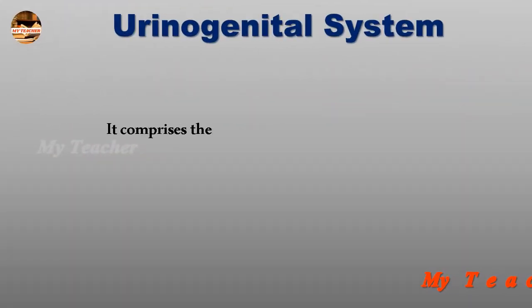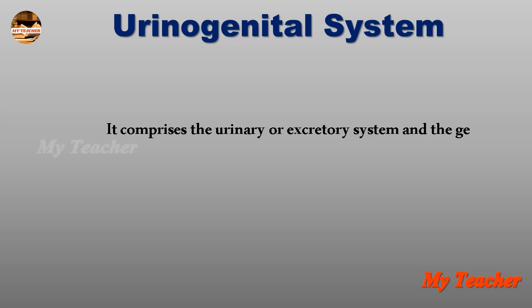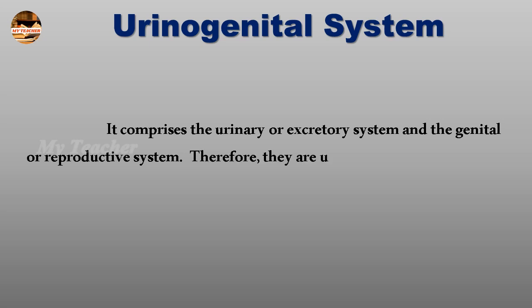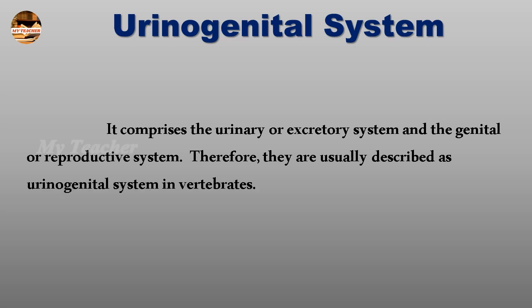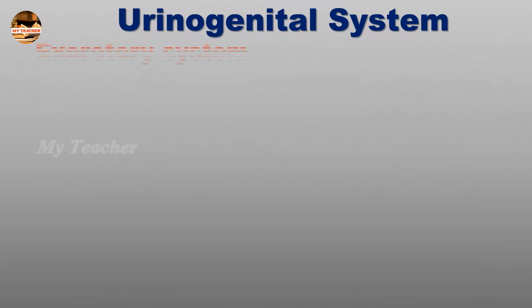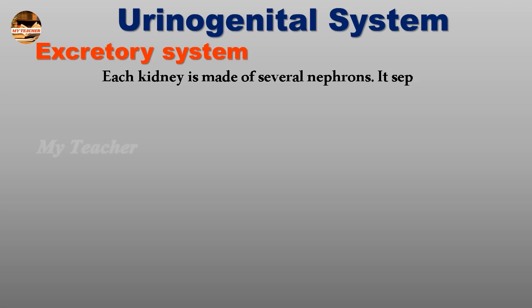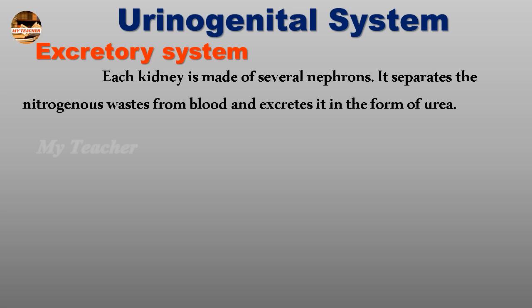Urinogenital system. It comprises the urinary or excretory system and the genital or reproductive system. So, they are usually described as urinogenital system. Excretory system. You know the main organ of excretory system? It is the kidney. Each kidney is made up of several nephrons. It separates the nitrogenous waste from blood and excretes it in the form of urea.